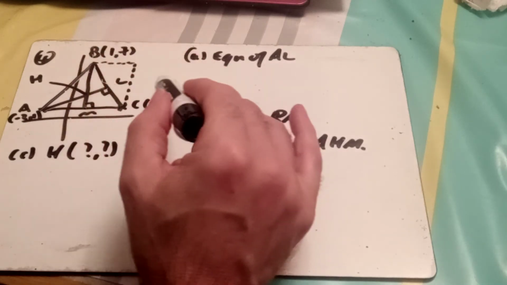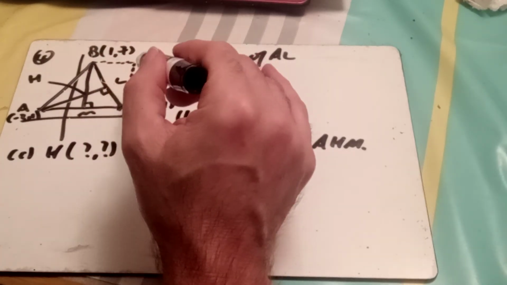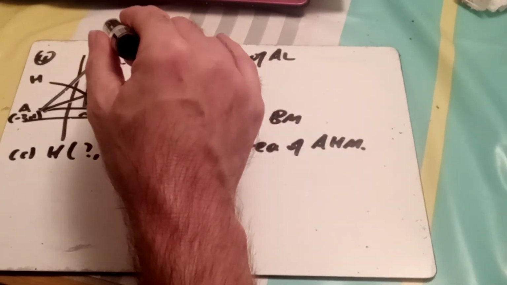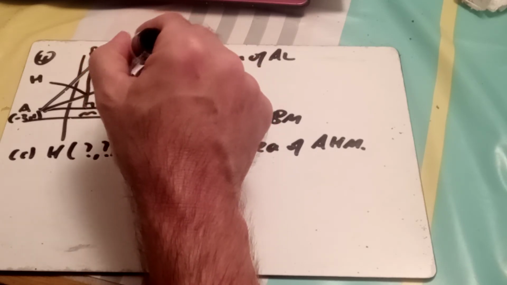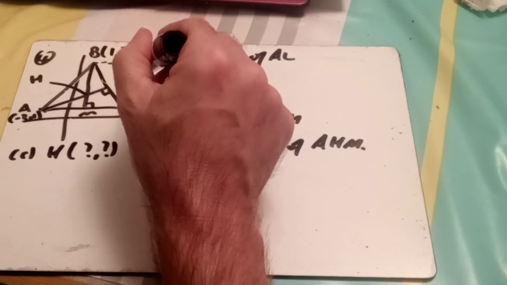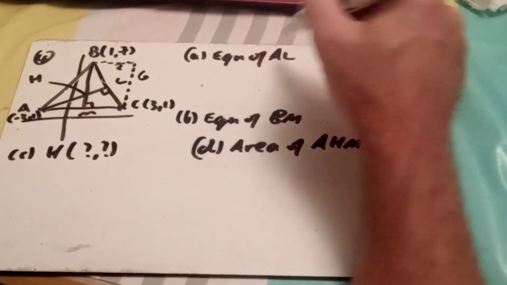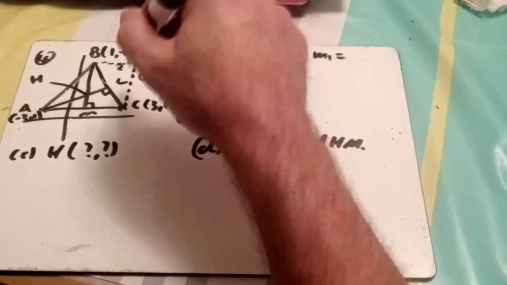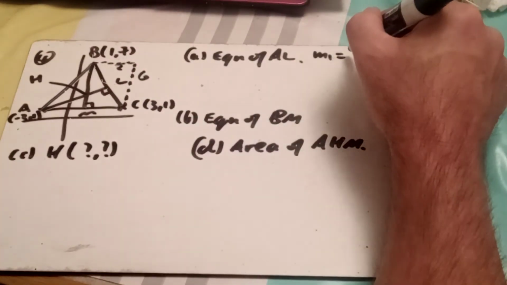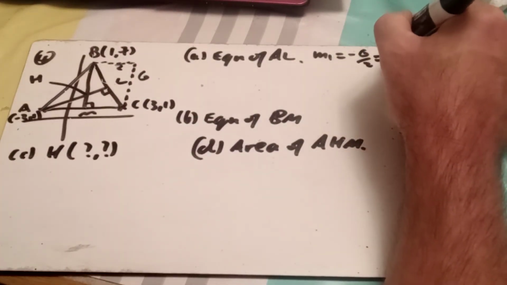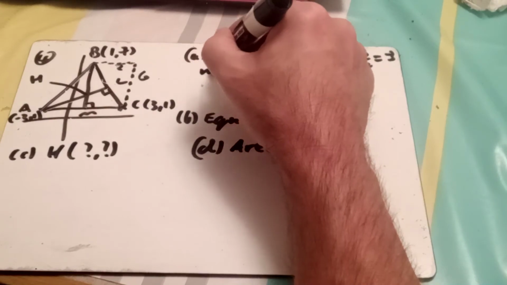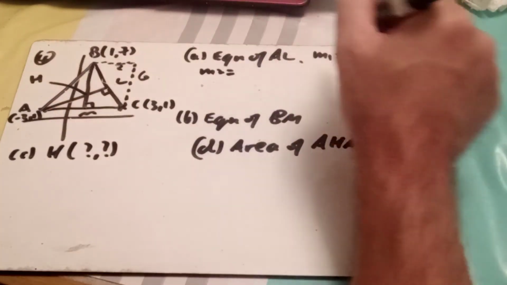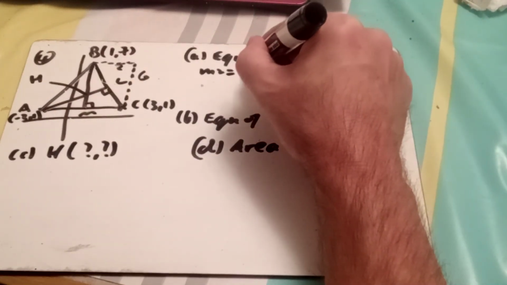So I've done a little dotted triangle here, so I can say that as B to C goes from 1 to 3, so I'll go along 2 and then down from 7 to 1, down 6. So my gradient, M1, the gradient of BC is minus, as you're going downwards, minus 6 over 2, which is minus 3, which means that M2, the gradient of the line I'm after, A to L, is the negative reciprocal, which is a third.